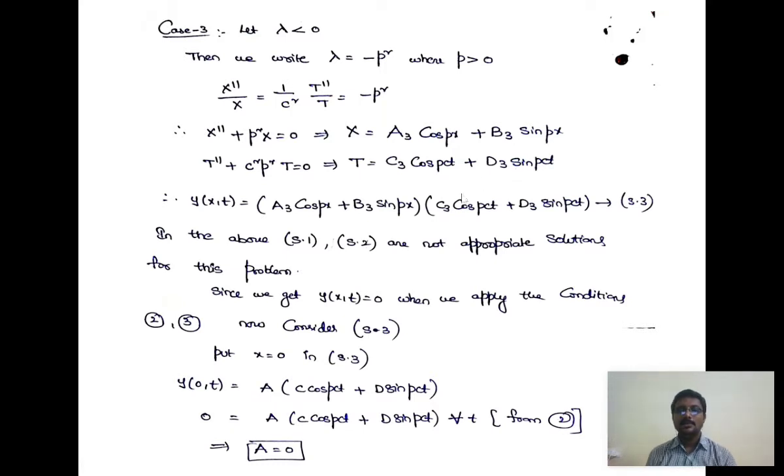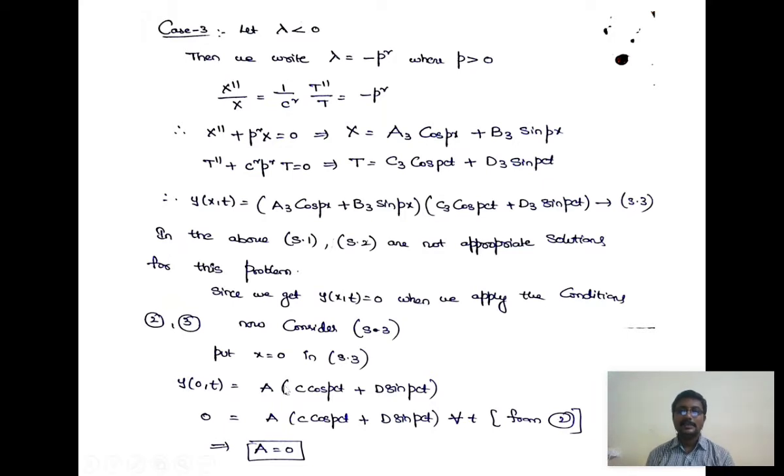So these solutions S1 and S2 are not appropriate solutions, because in two cases we will get the displacement y of x,t as 0, which is a contradiction. Now considering solution 3, it is an appropriate solution because it has cos and sine terms, which are periodic functions. Since the wave function is periodic, it must be the required solution.